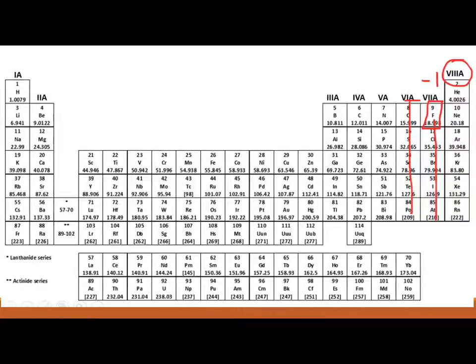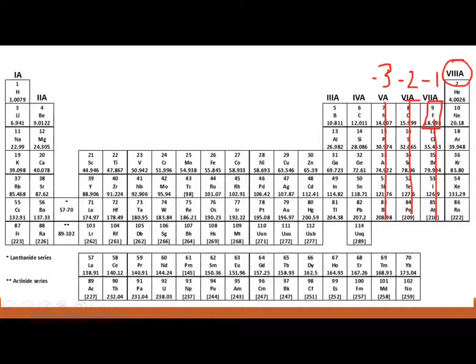Gain 2 electrons, giving them a -2 charge. What about column 5A? So all of these in column 5A have 5 valence electrons, right? They really want 8, which means that they will typically form a -3 charge by gaining 3 more electrons.